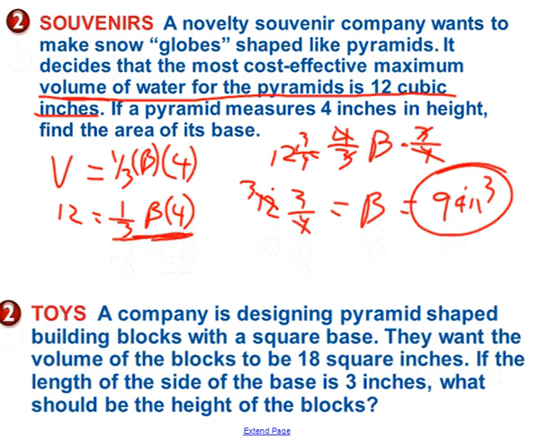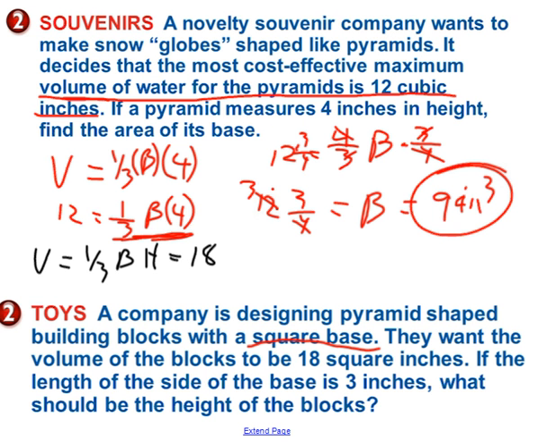Look at this problem at the bottom here. A toy company is designing pyramid-shaped building blocks with a square base. They want the volume of the block to be 18 cubic inches. If the length of the side of the base is 3 inches, what should the height of the blocks be? So the volume is still equal to 1/3 the base area times the height. They want that to be equal to 18.